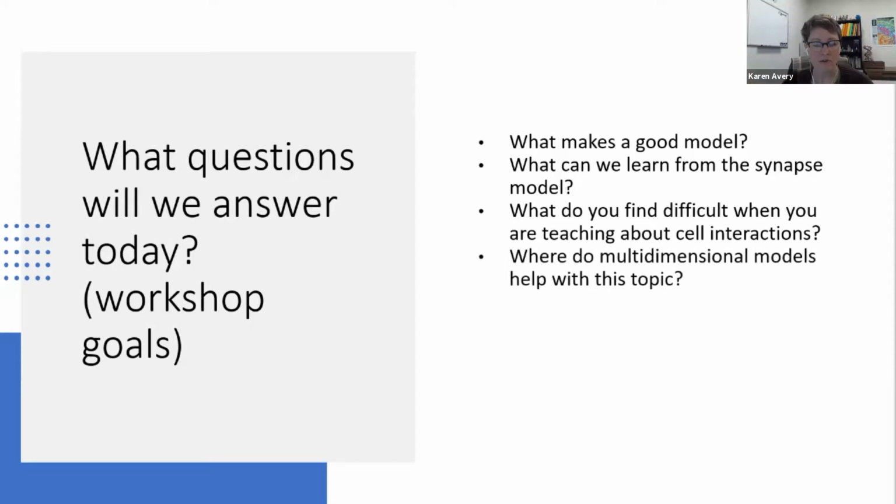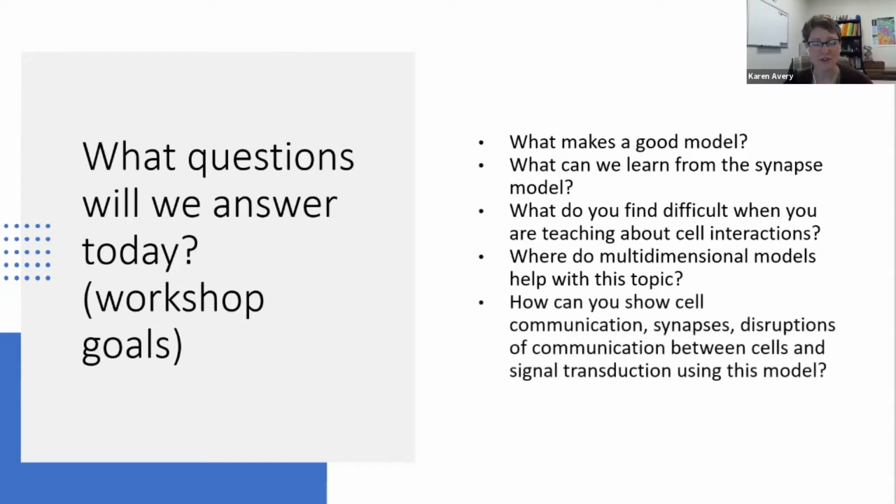So how do multidimensional models help with this? Because we can play. And that's what we hope that you can see over the next series of slides: we get a chance to play with these models. More importantly, the students can play. That's where the curiosity and the learning continues. And the great big question for today: how can you show cell communication, synapses, disruptions of communications between cells, and signal transduction using these models? And that's what we hope to show.